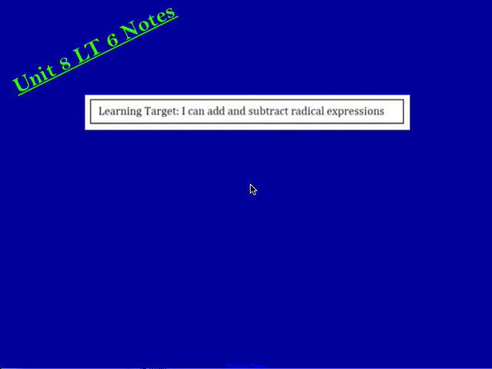Today we're going to be doing Unit 8 Learning Target 6 notes. We're going to be talking about adding and subtracting radical expressions, this time with a little extra step from our previous note sheet. Let's take a look at what this is going to look like.